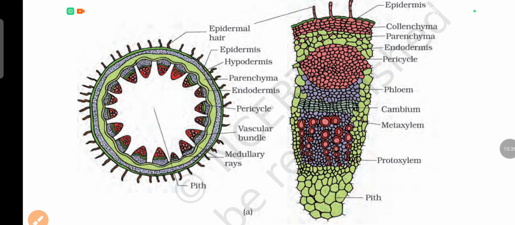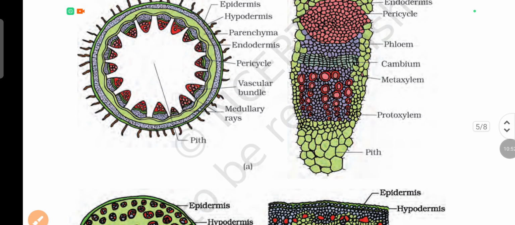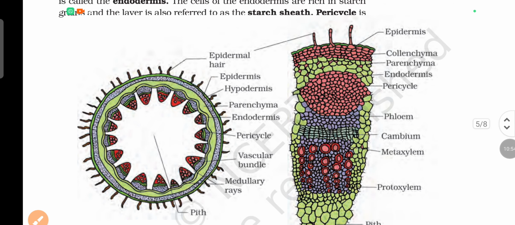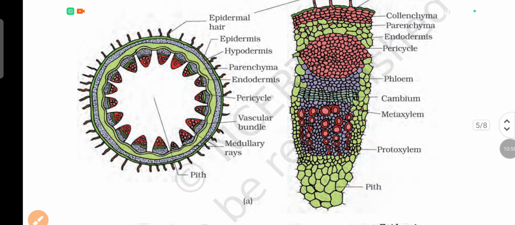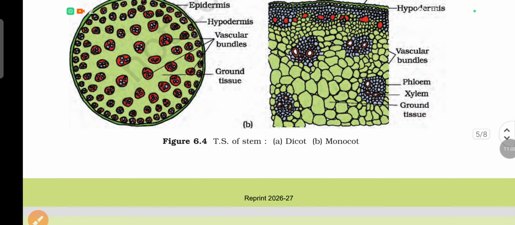Epidermal hair, epidermis, hypodermis, parenchyma, endodermis, pericycle, vascular bundle, medullary rays. Okay, and this pith is very large. Second: collenchyma, parenchyma, endodermis, pericycle, cambium.